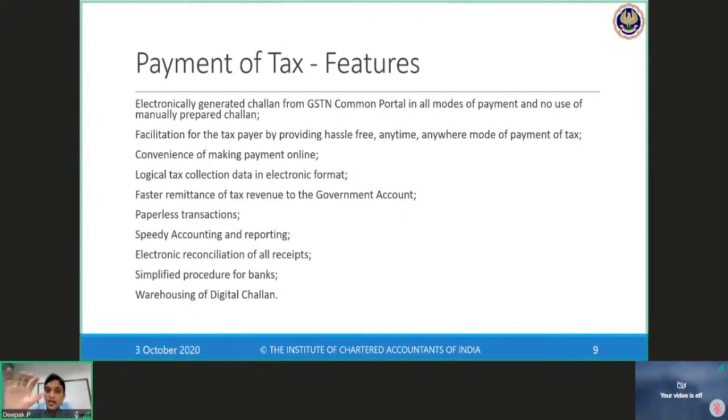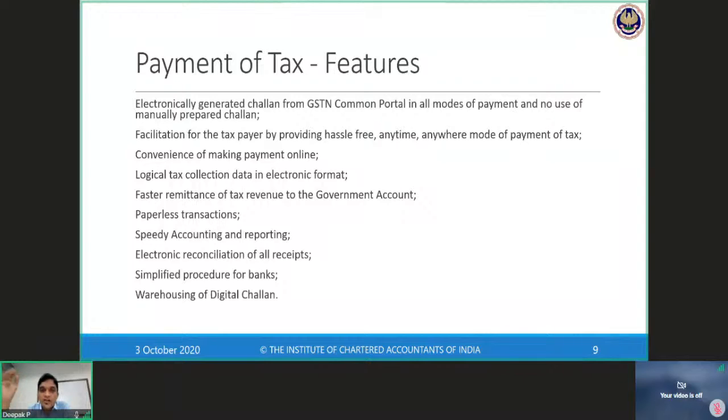You might have a theory question on what are the features of payment of taxes under GST. These are the various features. This is an electronically generated challan from the GST portal. It is a facilitation for the taxpayer by providing a hassle-free, anytime, anywhere mode of payment. Anytime, anywhere payments can be made, online payments can be made, offline payments can be made.